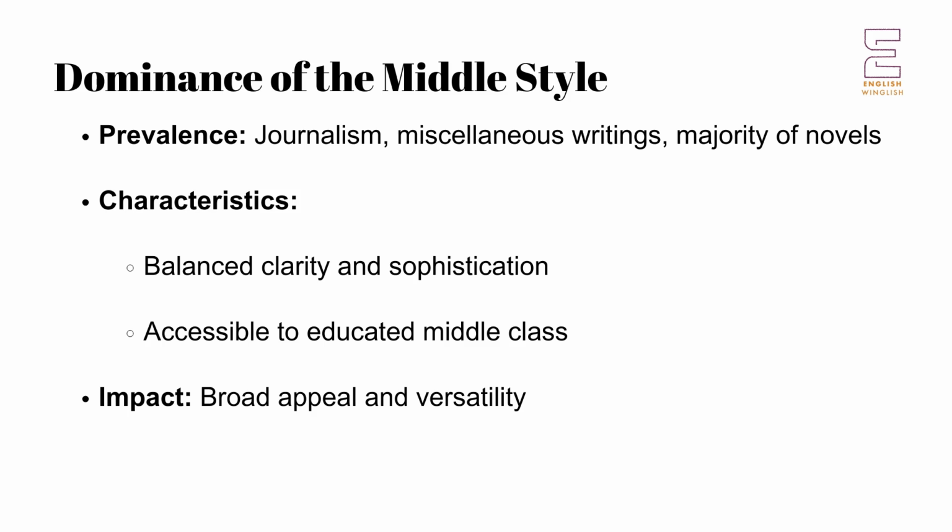It served as the backbone of Victorian literature, providing a versatile framework that could accommodate a wide range of subjects and themes. In novels, the middle style facilitated the exploration of social issues, moral dilemmas, and character development in a manner that was both engaging and intellectually stimulating. This approach allowed writers to reach a broad audience, including the burgeoning middle class, who were eager for literature that reflected their experiences and concerns. The middle style's adaptability made it the preferred choice for many writers, ensuring its dominance in Victorian literary production.